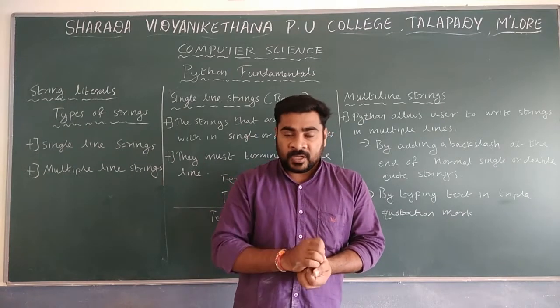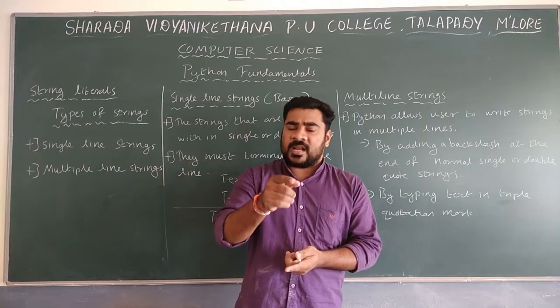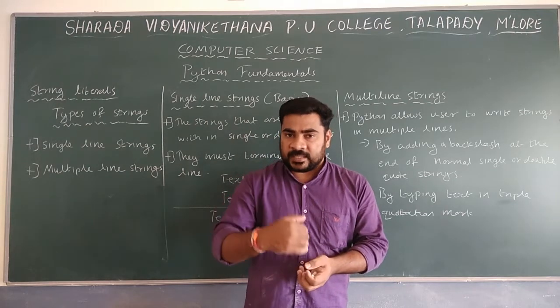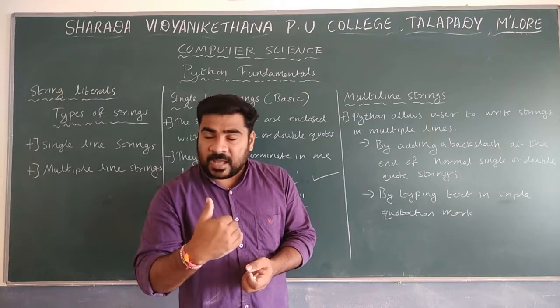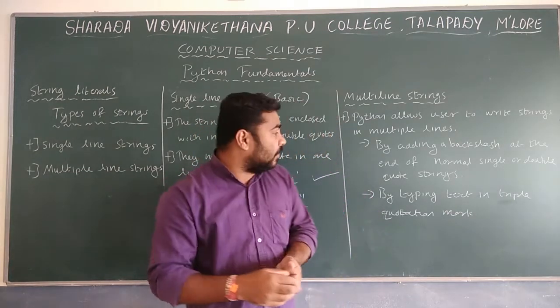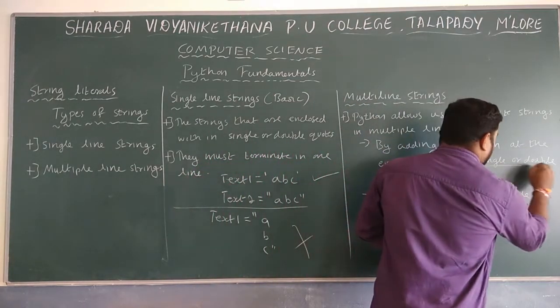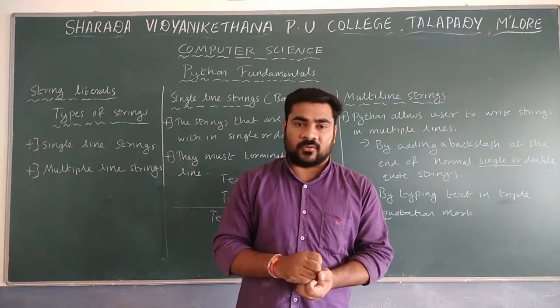For example, if you are writing text in two lines, at the end of the first line you have to add one backslash, and at the end of the second line you have to add one more backslash. So by adding the backslash, we can write multi-line strings, and that is applicable only for single quote or double quote strings.